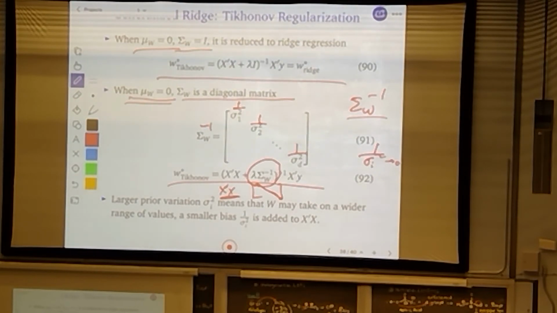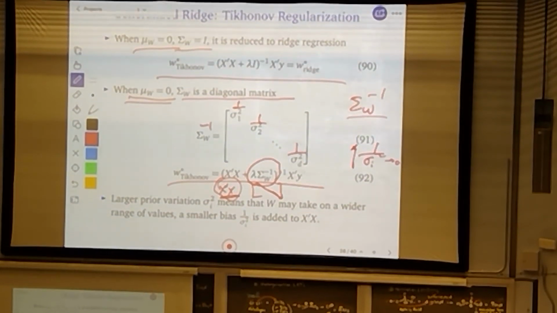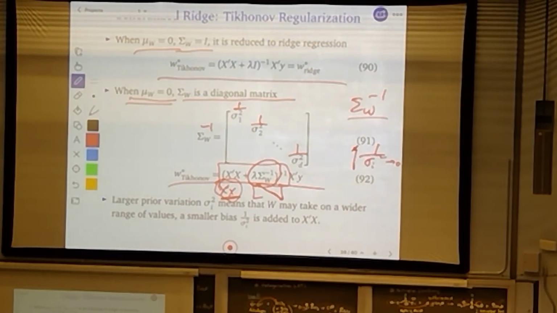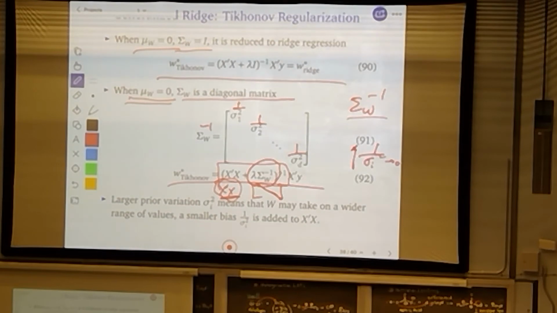But if the sigma is very small, meaning I already have a strong belief where that feature value should be, then this 1 over sigma is going to be very large. So the data term may not matter as much. This term becomes dominating in this inverse matrix, okay? So this is how we get the intuition. How does the generic prior influence our least square regression?